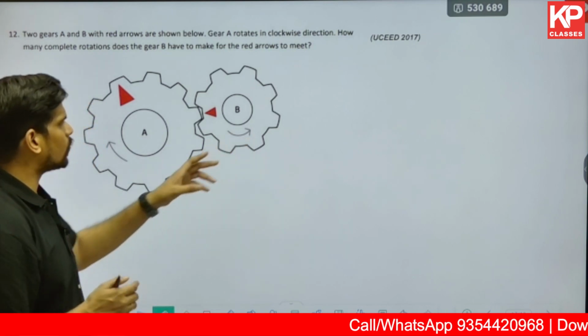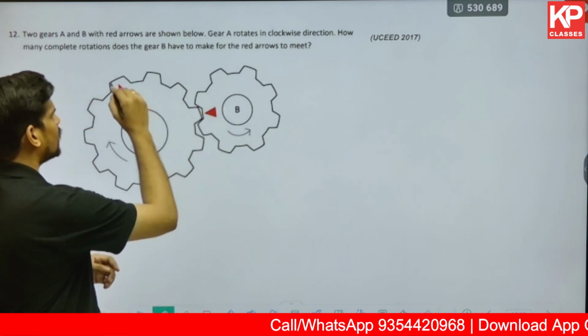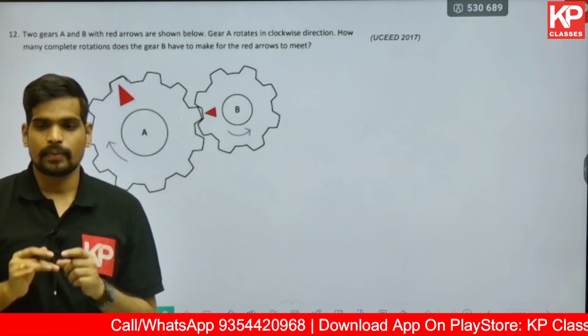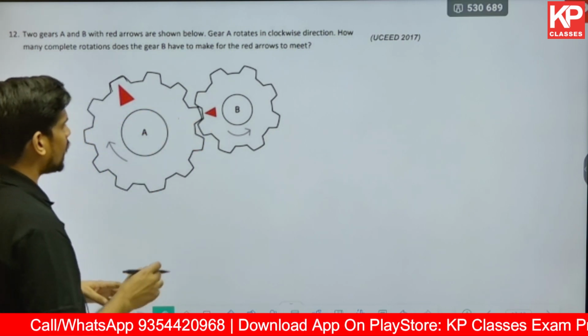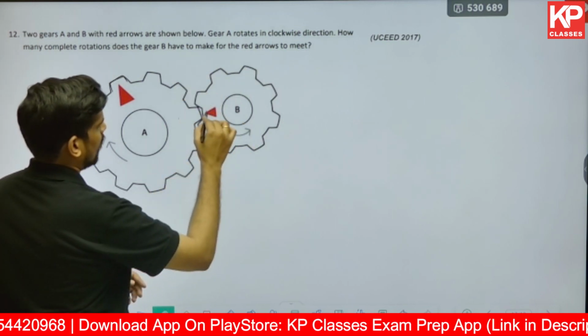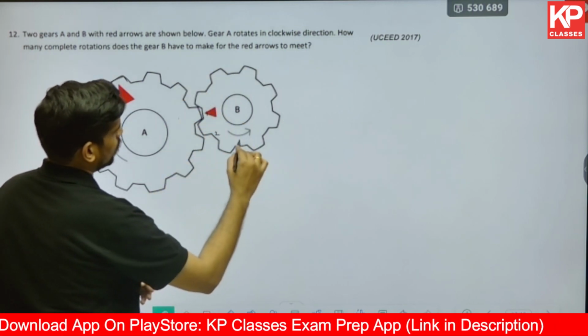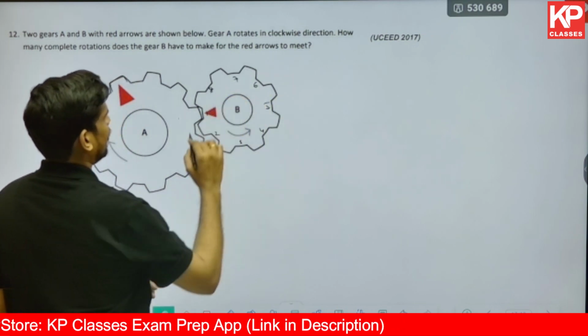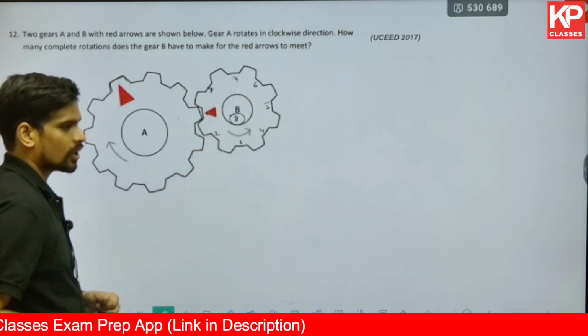So there are 2 red arrows. One is marked in the depression, the other is marked in the teeth. When is this teeth going to fit into this exact same depression? That's what they're asking. The first step you need to know is how many depressions are you having in B? You have 1, 2, 3, 4, 5, 6, 7 and 8. So there are 8 depressions in B.